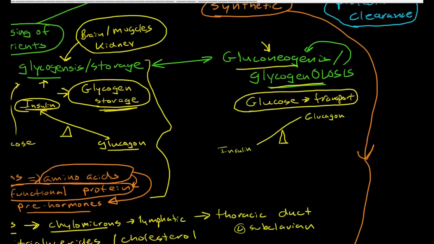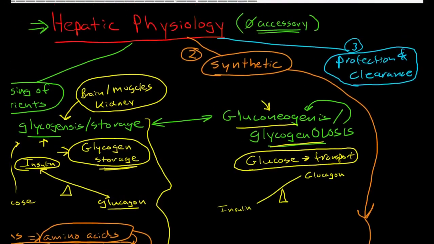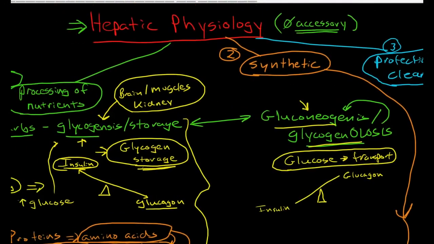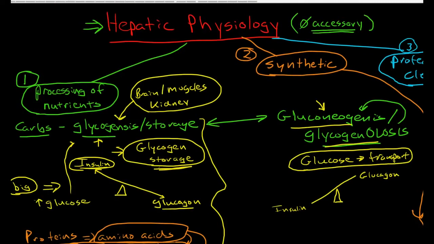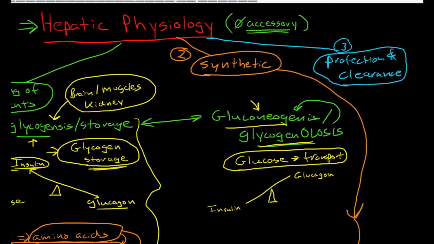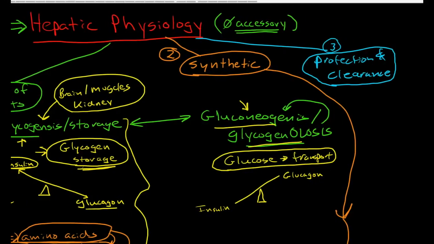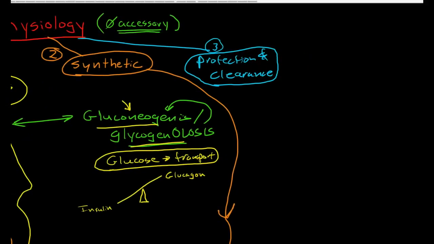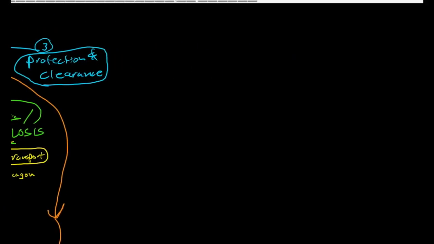Okay, so moving back up to the top here, we've talked about two elements. We've talked about the processing of nutrients, including proteins, fats, and carbohydrates, and we've talked about the synthetic function of the liver. Now, the third thing that I want to talk about is the role of the liver in protection and clearance.